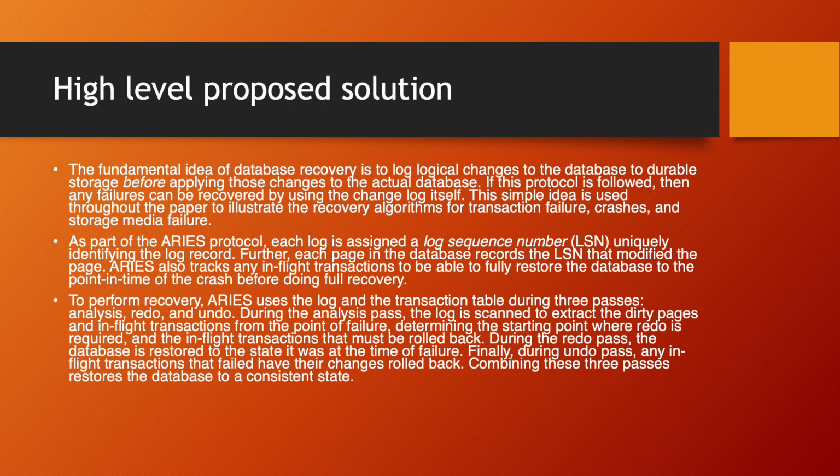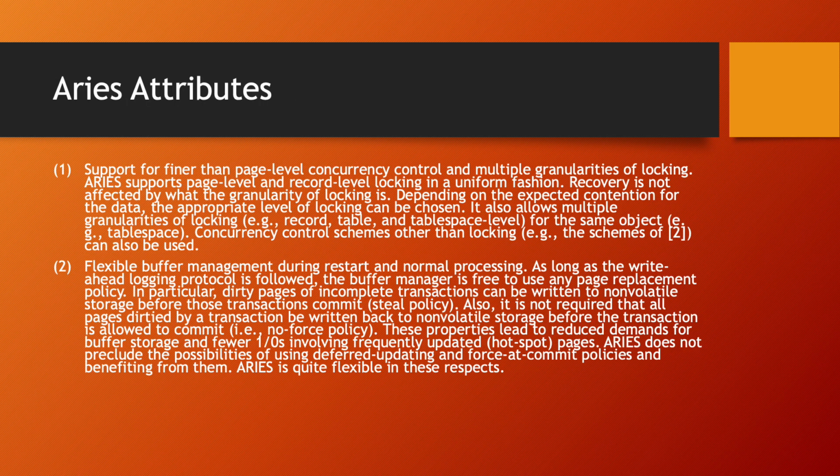To perform recovery, ARIES uses the log and the transaction table during three passes. First is the analysis pass, then redo, and then undo. During the analysis pass, the log is scanned to extract the dirty pages and in-flight transactions from the point of failure, determining the starting point where the redo is required and the in-flight transactions that must be rolled back. During the redo pass, the database is restored to the state it was in at the time of failure. Finally, during the undo pass, any in-flight transactions that have failed have their changes rolled back. Combining these three passes restores the database to a consistent state.